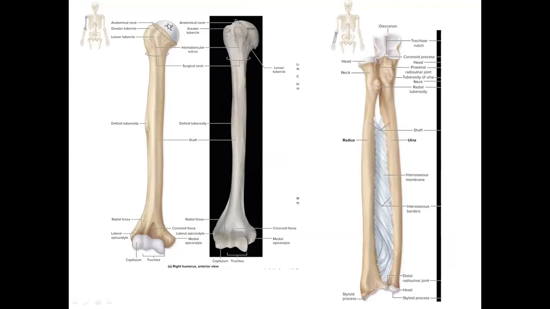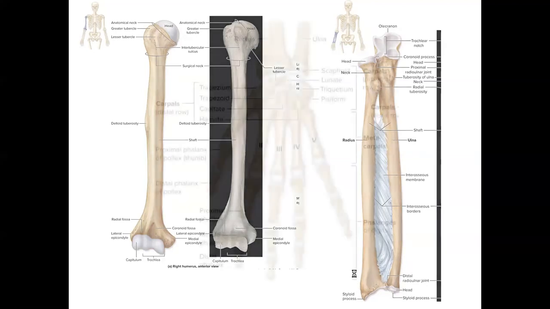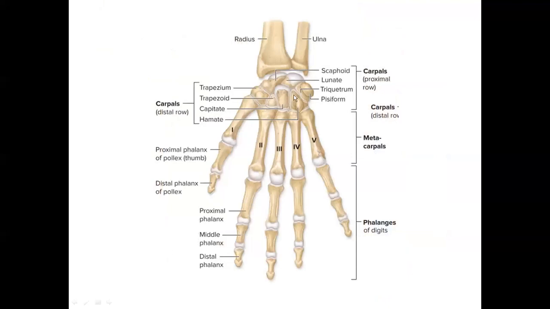It's going to have that ball and socket joint when the head articulates with the scapula. Then we're going to have the ulna and the radius. And when you are in anatomic position, the radius is always going to be the lateral bone and the ulna will be the medial bone. So the radius is the one that's going to be closer to where your thumb is when your hand is open.